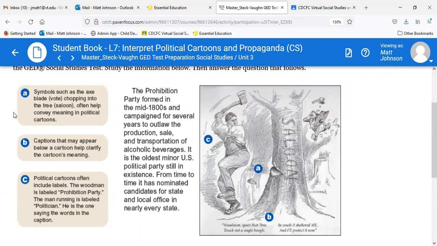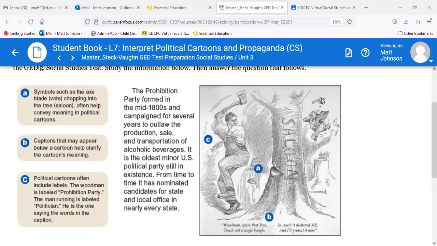So a political cartoonist will often name things, like they'll put information on whatever item that they're working with, whatever action is taking place, they'll give some more description, just like the tree here says saloon and the axe says vote. And then B at the bottom, it shows that captions that may appear below a cartoon help clarify the cartoon's meaning. And off in the corner here is a politician.